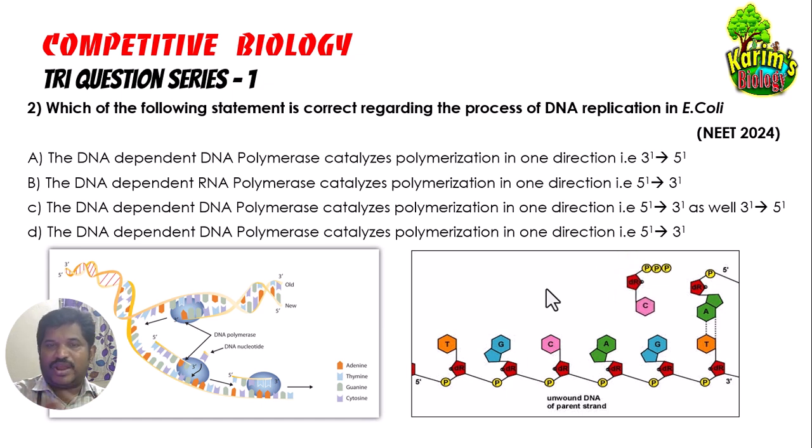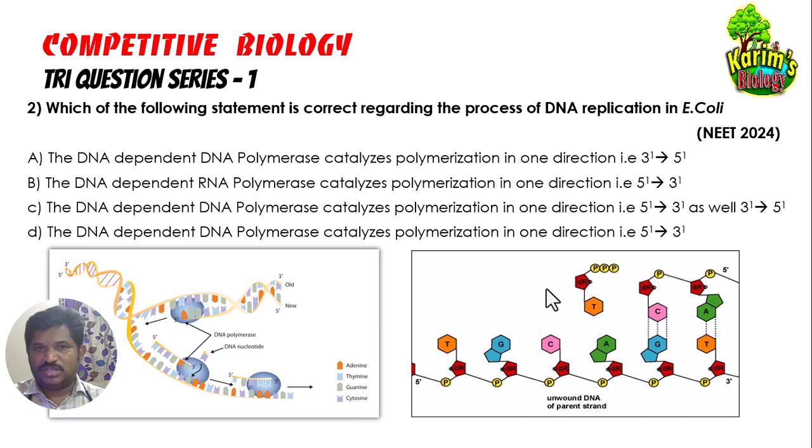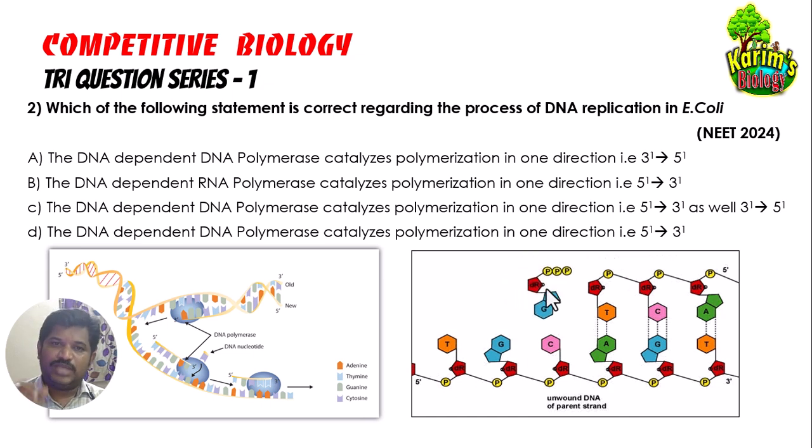So the strand which is synthesized continuously is called the leading strand, and the other strand which is discontinuous, which is synthesized in the form of small segments of DNA, is said to be the lagging strand. And these small segments of DNA that are formed from 5' to 3' direction are said to be Okazaki fragments, which later on will get attached to each other with the help of the ligase enzyme.